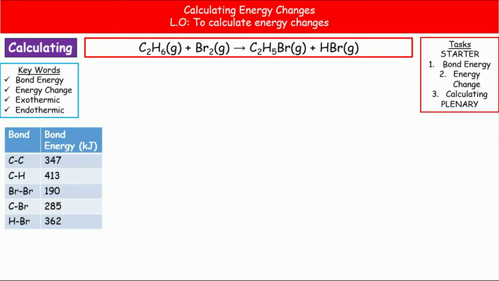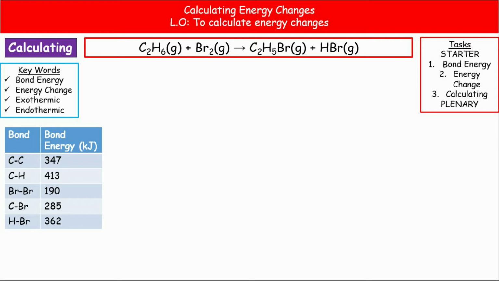So what I've given you at the top then is the balanced symbol equation for another reaction. On the left, you've got the different bond energies that are relevant to this particular question. What I want you to do is have a go at working out the energy change for this reaction, remembering to state whether it's endo or exothermic at the end.